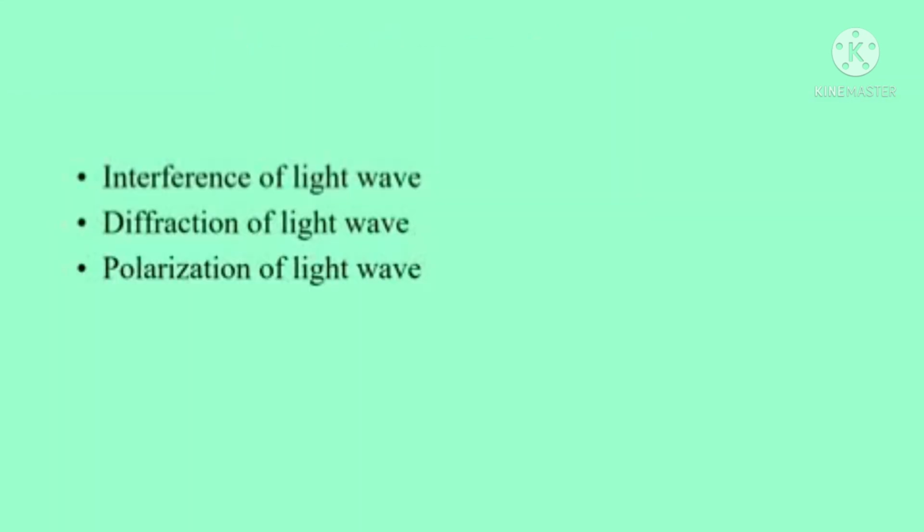Students, to study the remaining properties of light waves such as interference, diffraction and polarization of light, you should know the terms like unpolarized light, plane polarized light, and superposition of waves. Hence, we will study these characteristics in more detail in the next lecture.